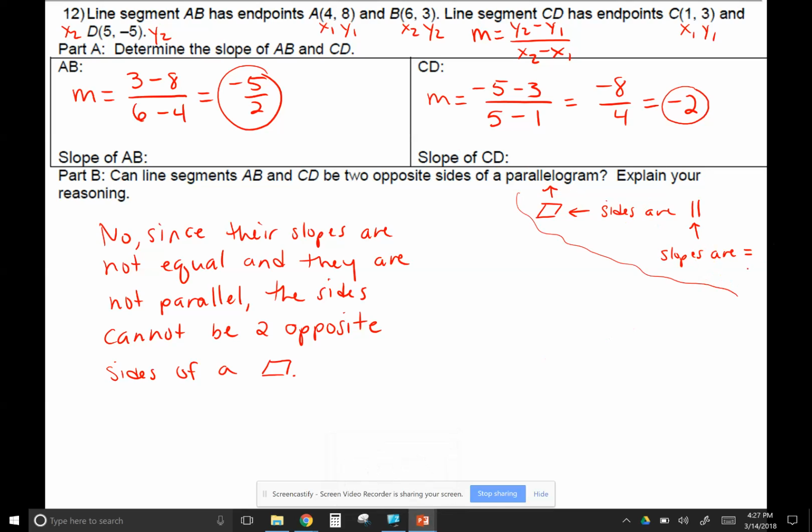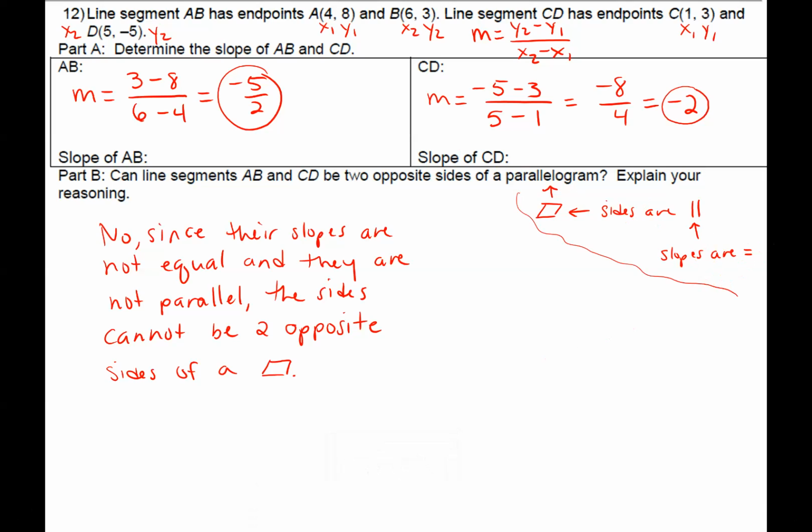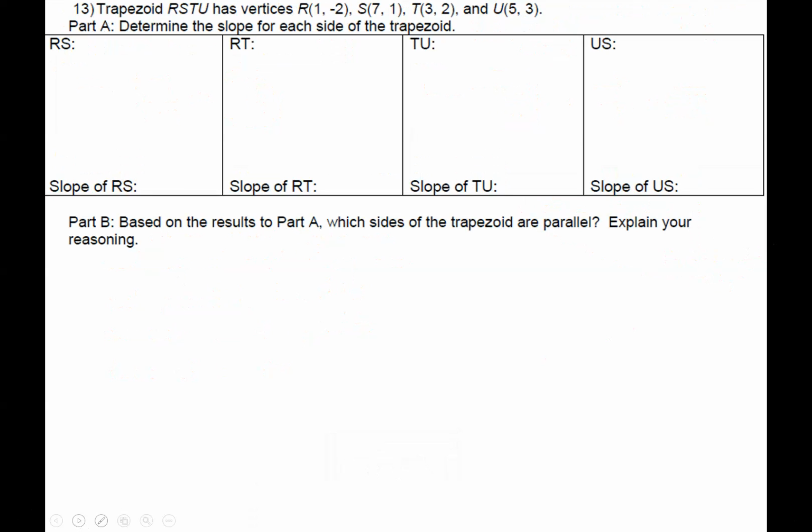The slopes have to be equal because they're not equal. The sides aren't parallel because the sides aren't parallel. They're not opposite sides of a parallelogram. Okay, here we go. On to number 13.